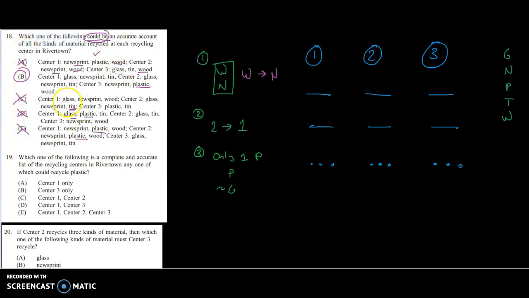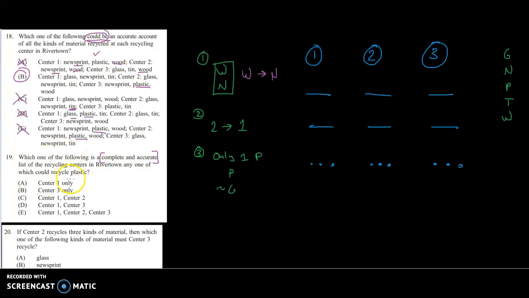Let's look at 19. Which one of the following is a complete and accurate list, any one of which could recycle plastic? Okay, so let's think about this for a minute. Complete and accurate, sort of buzzword, just basically meaning we're not leaving out any other possibility.